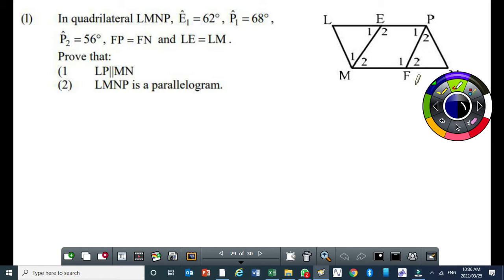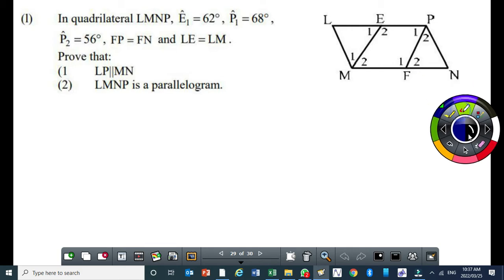Angles. What type of angles? Alternate, corresponding, coincident. So, if you look at the diagram, this is a quadrilateral, L, M, N, P. Yes, it looks like it's a parallelogram, but it's not, because in number 2 there, you have to prove that it is. Therefore, when you see it for the first time, reading the whole question, LP is not parallel to MN. But that's what we are supposed to prove.